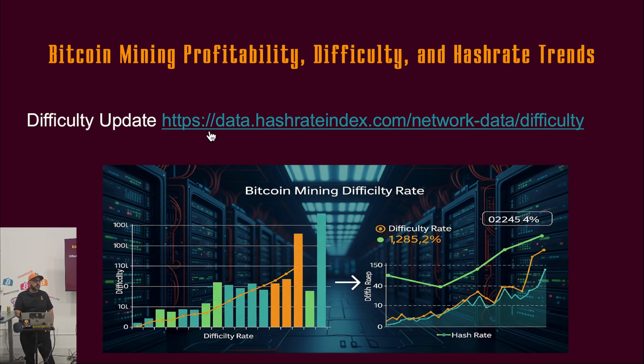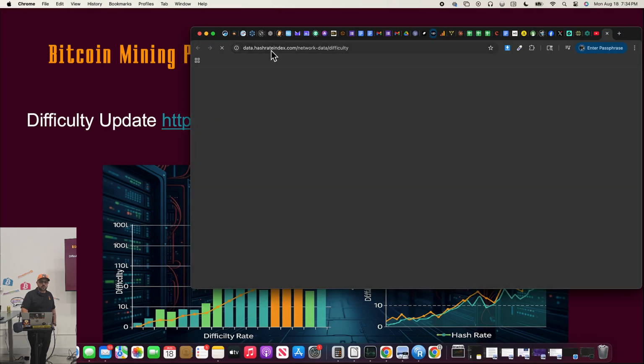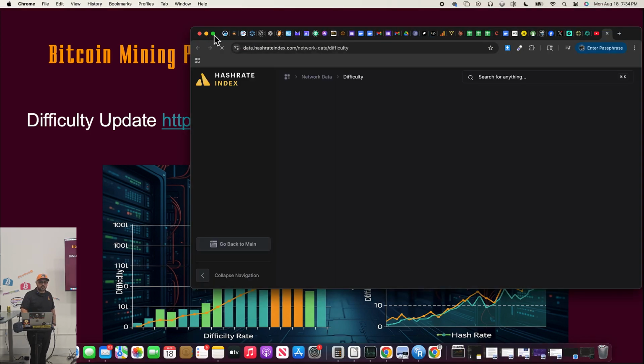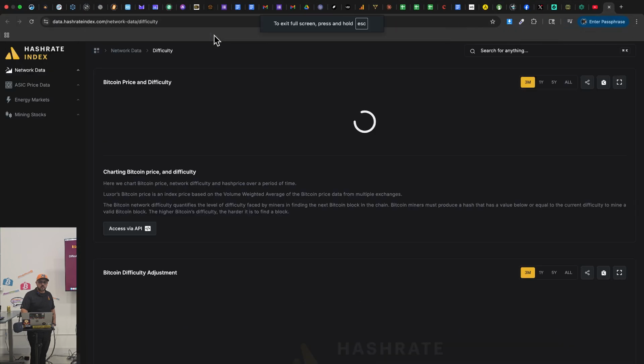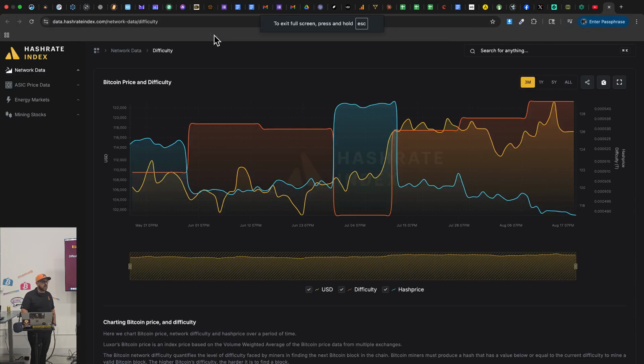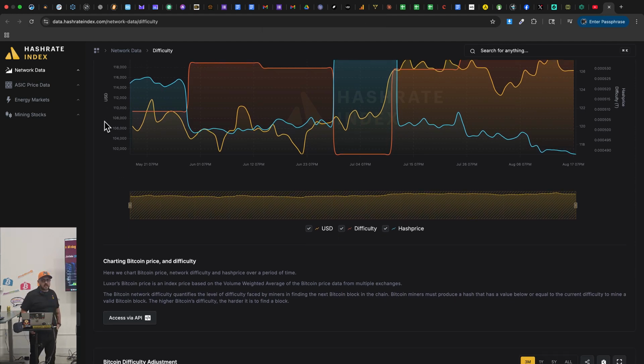The resource I really want to use to keep us updated, and I really like it personally, is Luxor. So we'll go to the hash rate index. This is another format I'm attempting this month: I'm going to lead by using a lot of the content, ideas and stories directly from the source online.